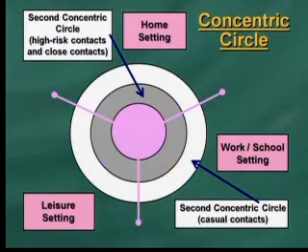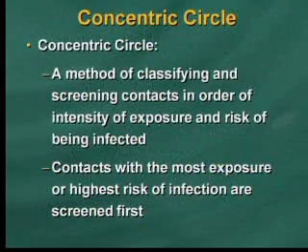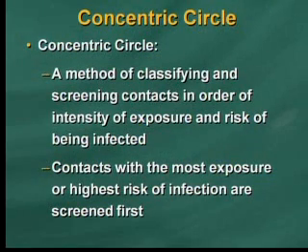Okay. So the concentric circle is a method of classifying and screening contacts in order of intensity of exposure and risk of being infected. Contacts with the most exposure or highest risk of infection are screened first. Okay, so we don't want to go from the leisure in, we want to go from the home out.